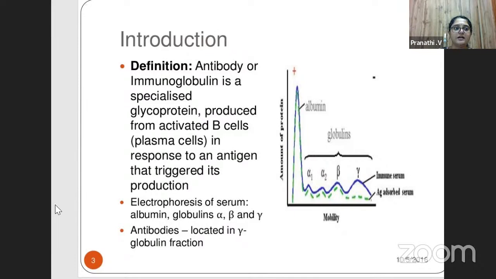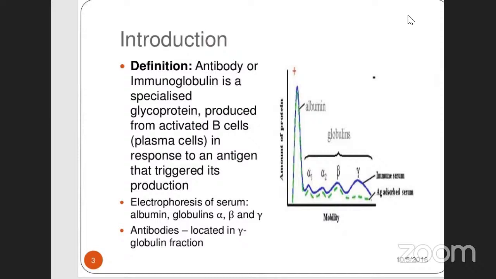The B lymphocytes that are present produce two types of cells, memory cells and plasma cells. Memory cells help in recognition of the antigen after exposure to antigens, whereas B cells that are activated become plasma cells, which produce the antibodies in response to the appropriate antigen.